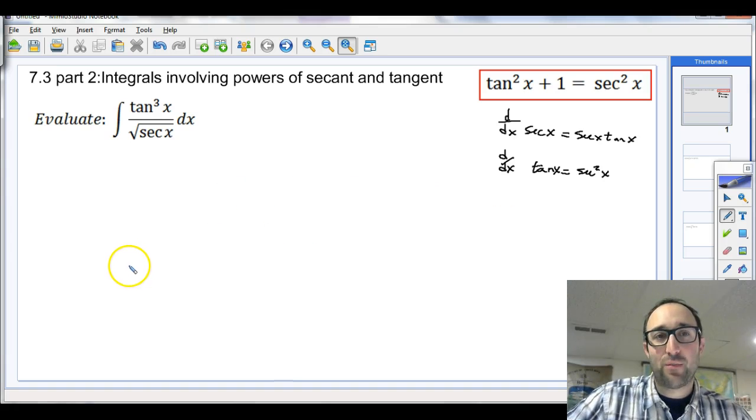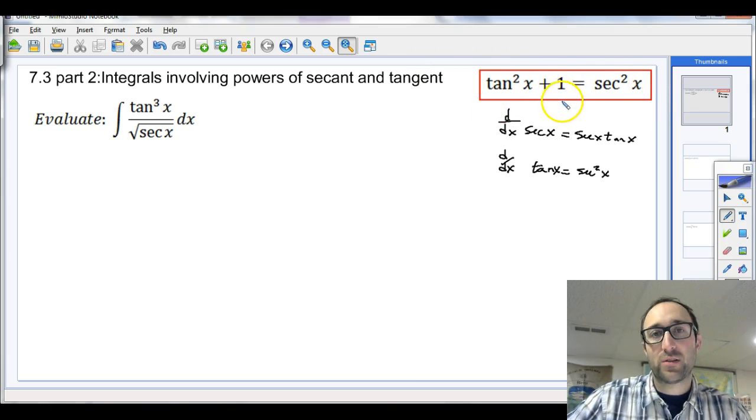Hey everyone, welcome to 7.3 Part 2, Integrals involving powers of secant and tangent. One thing I want to remind you of: tangent squared x plus 1 equals secant squared x. That's going to be helpful for converting tangents to secants and vice versa, so that way you can get whatever you want.